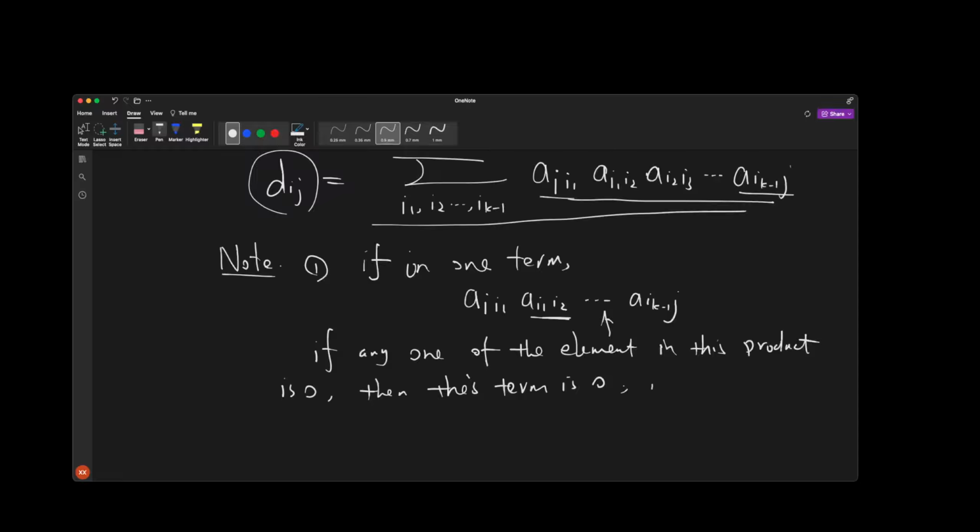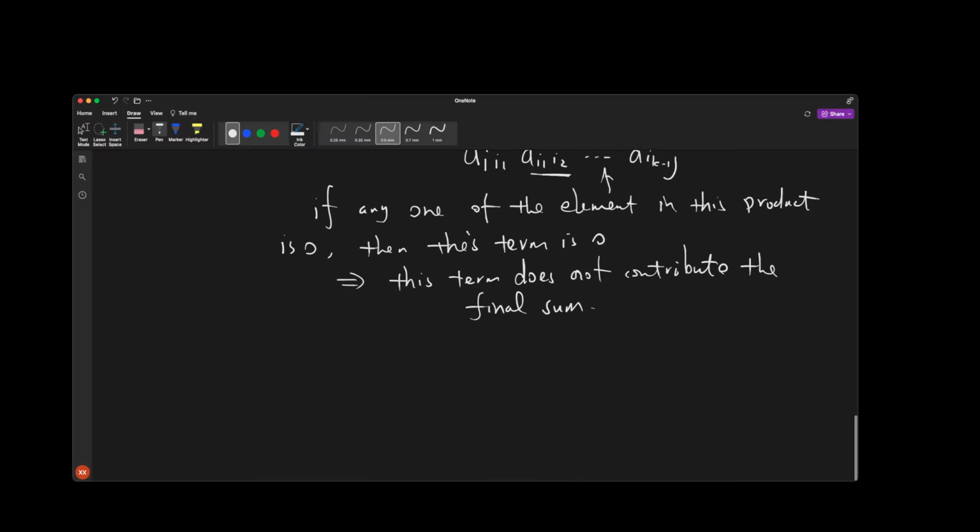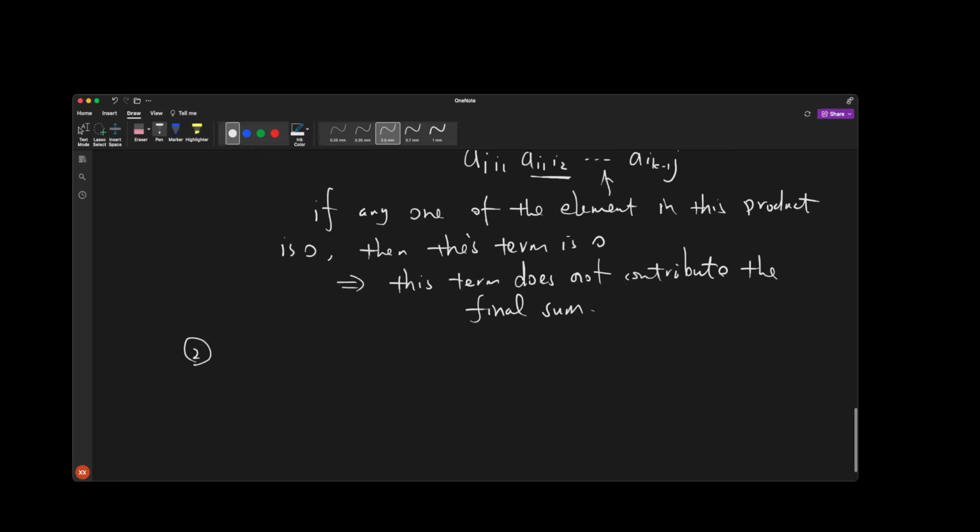So in particular, it implies that this term is 0. So this term, let's write it another way, does not contribute to the final sum. Right? I think this is clear, right? So it got 0.